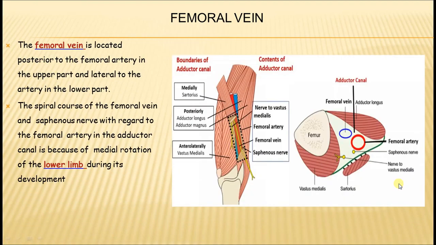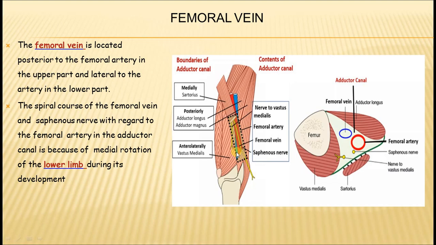The femoral vein, at the apex of the femoral triangle, actually lies posterior. But then in the subsartorial canal, it completely lies behind the femoral artery, and in the lower part, it has become lateral to the artery. So we are able to see the twisting of the femoral vein and also the crossing of the saphenous nerve. All this is because of the rotation of the lower limb developmentally 90 degrees medially.